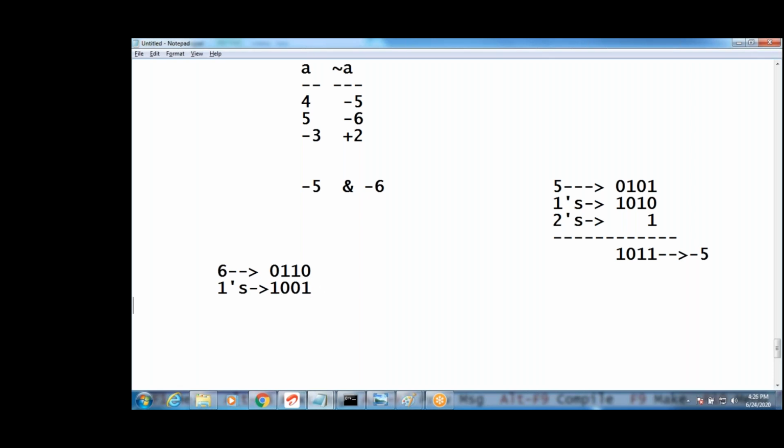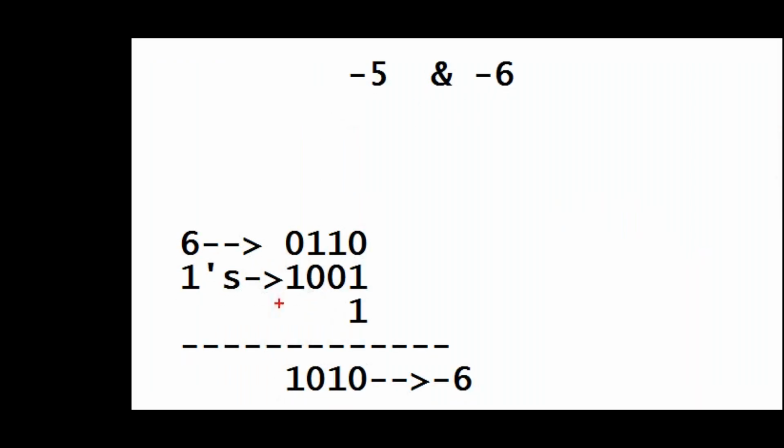1001. This is a one's complement, guys. Convert zeros into ones, ones into zeros. Two's complement: if I do two's complement, guys, how to do it? See this. 1 0 1 0 we will get. This is minus 6.